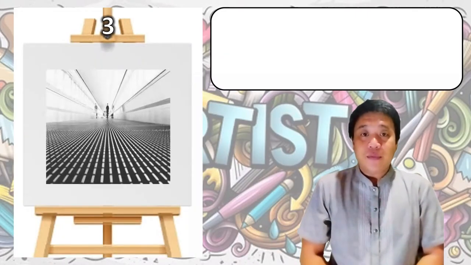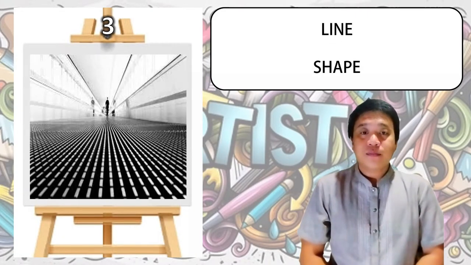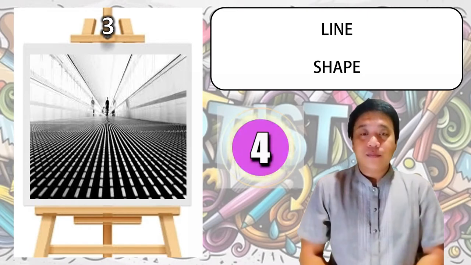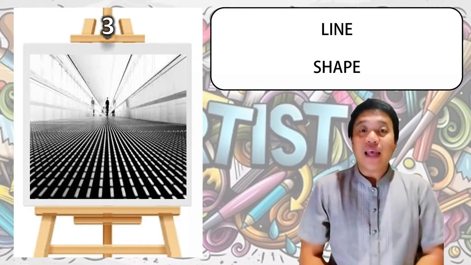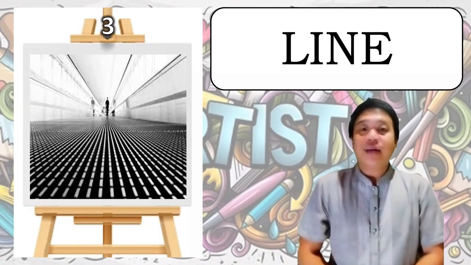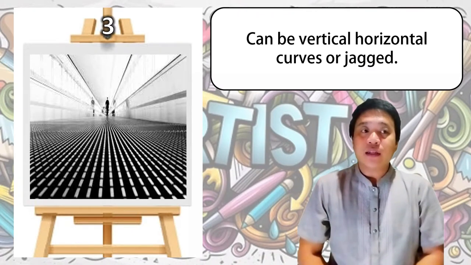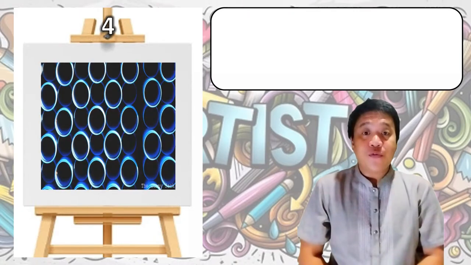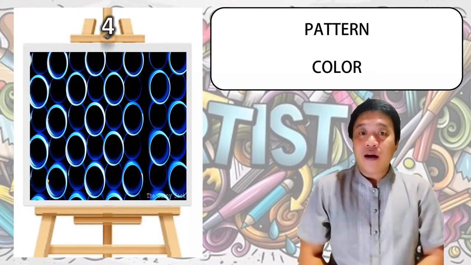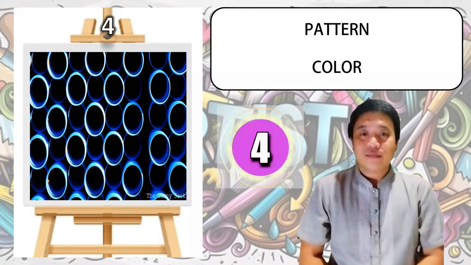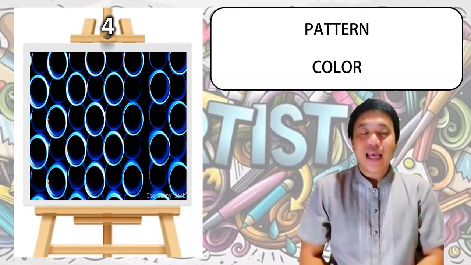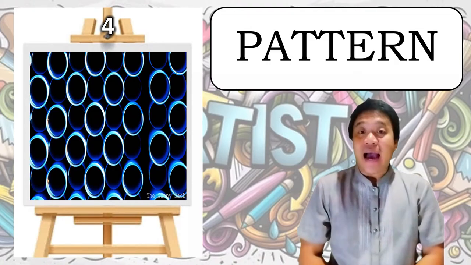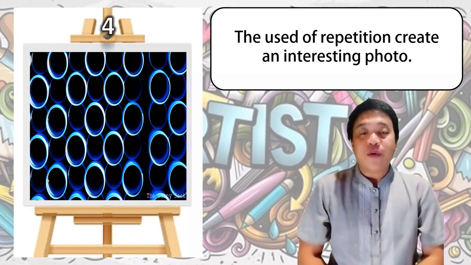Picture number 3. And the choices are... And the answer is line. Line can be vertical, horizontal, curves, or jagged. Picture number 4. And the choices are... And the answer is pattern. Pattern, the use of repetition, creates an interesting photo.